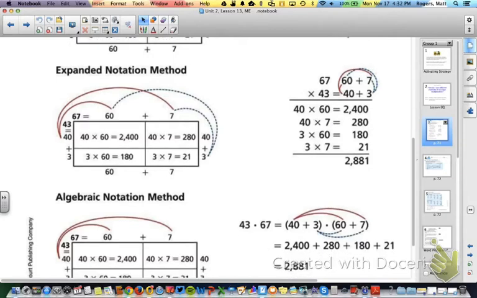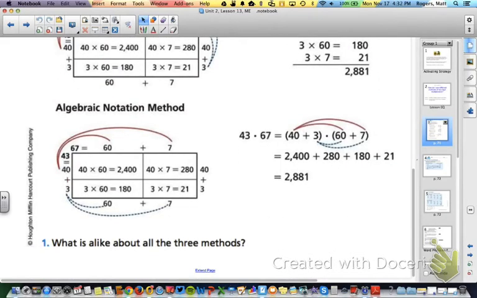Continuing down, the last one is algebraic notation. And if you remember from when we were doing one by three digit or one by two digit multiplication, this is the one that we say is related to distributive property. So I'm going to distribute the 40 onto the 60 and distribute it onto the 7. Distribute the 3 onto the 60, distribute the 3 onto the 7. And when I go over to the right hand side, I can see that distribution in action.